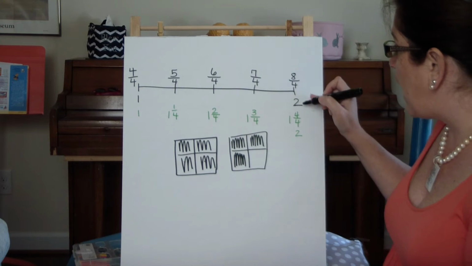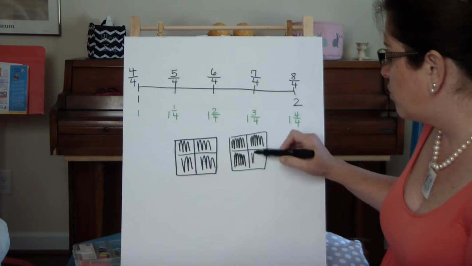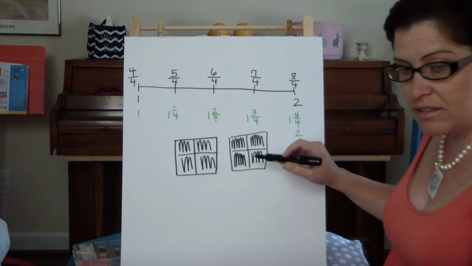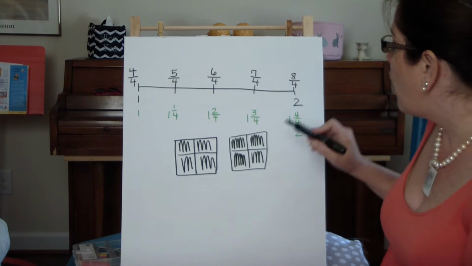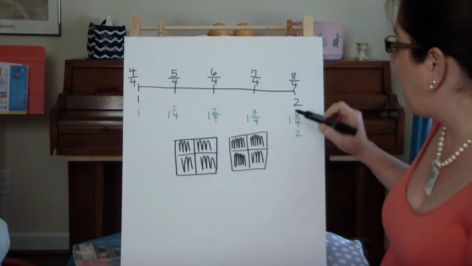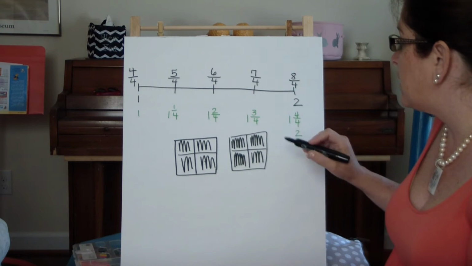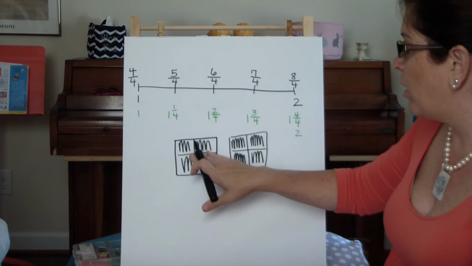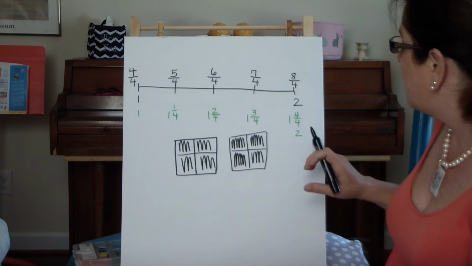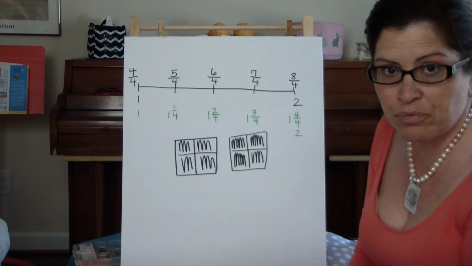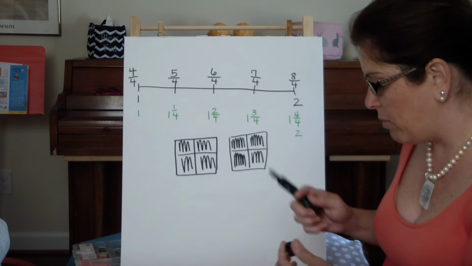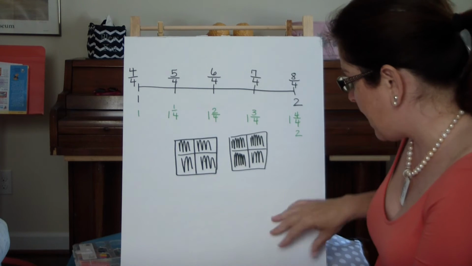And then of course for 8/4, we would have 8/4 colored in, or 1 whole and 4 out of 4 colored in, which also means 2 wholes. So we have 1 whole and 2 whole parts, making it to the number 2, okay? So let's look at that one more way with, let's say, thirds.